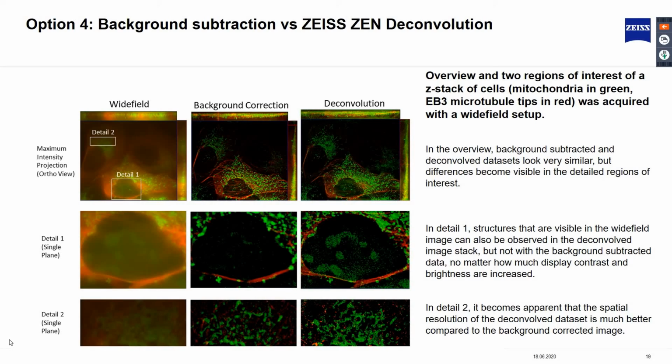When we look at detail in region 2, it is clear that the spatial resolution of the deconvolved dataset is much better compared to the background corrected dataset.